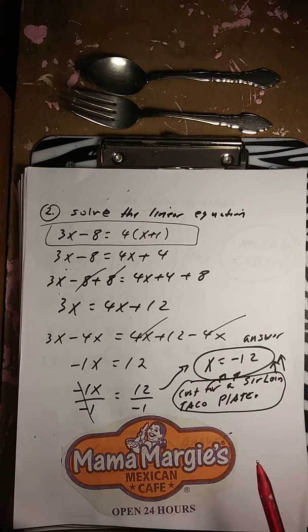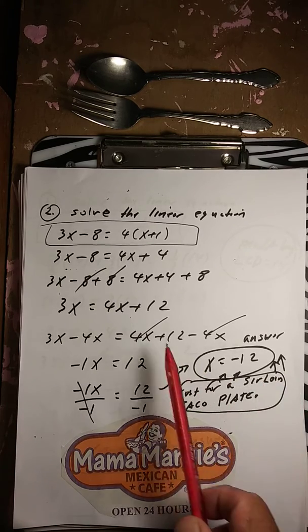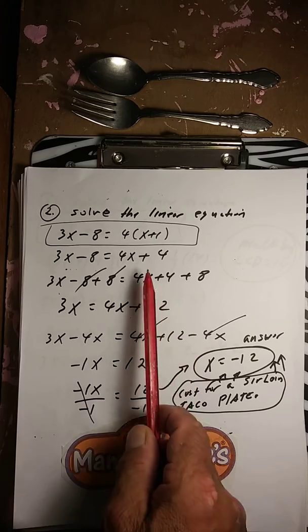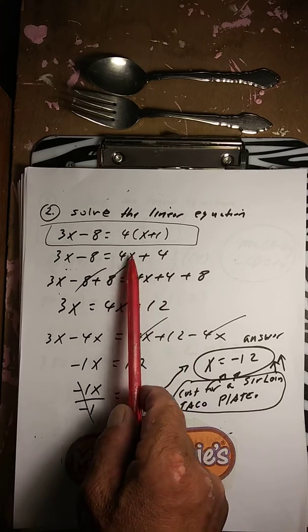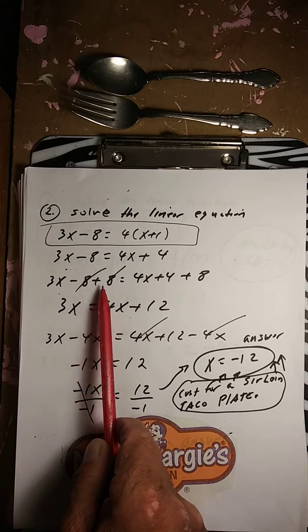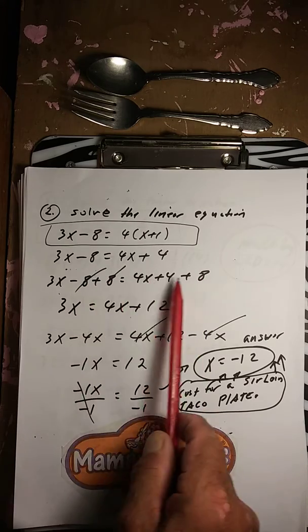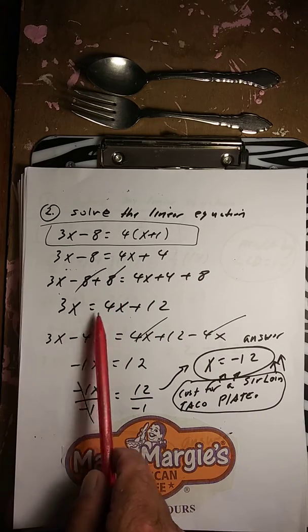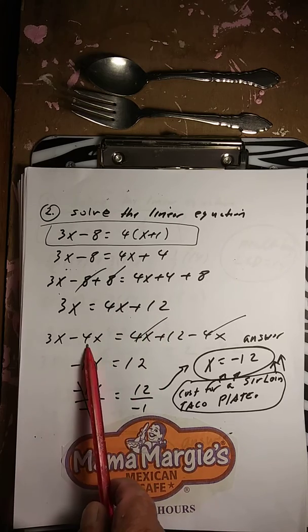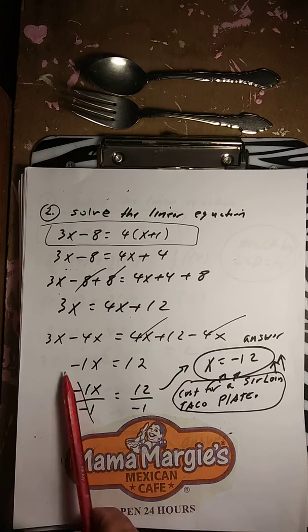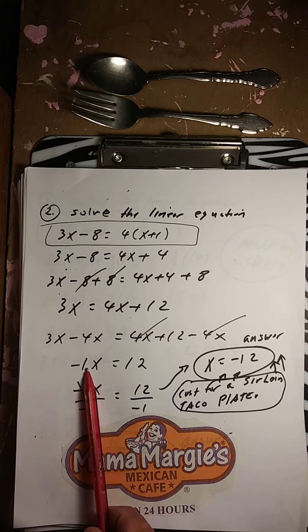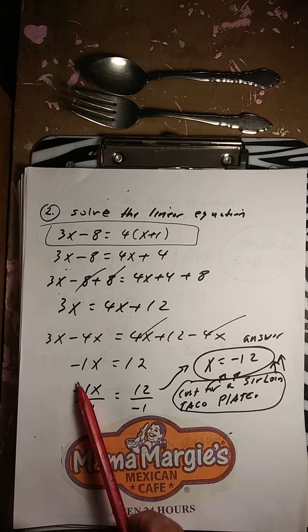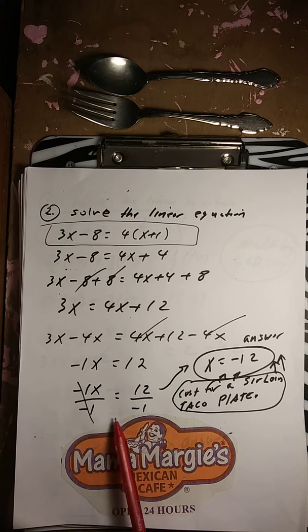Solve the linear equation. All right, so what I'm going to do is do PEMDAS first, which means 4 times that is 4x, 4 times that is 4. Now we're going to add 8 to both sides. These are gone. So now we have 3x equals 4x plus 12. Minus 4x, these are gone. So now we have 3x minus 4x is negative 1x equals 12. Divide by negative 1, divide by negative 1. So that means that x is what?